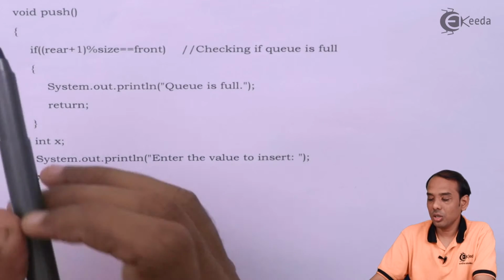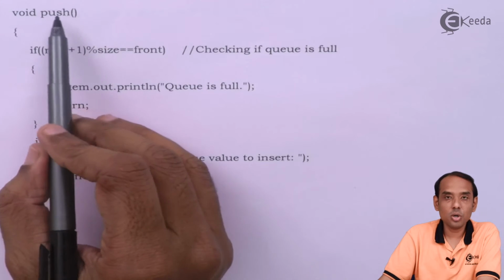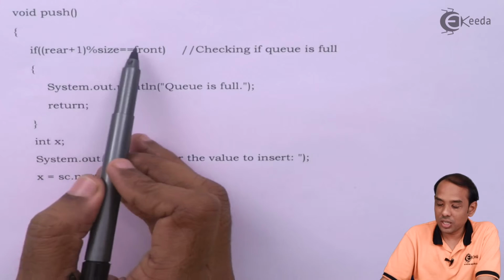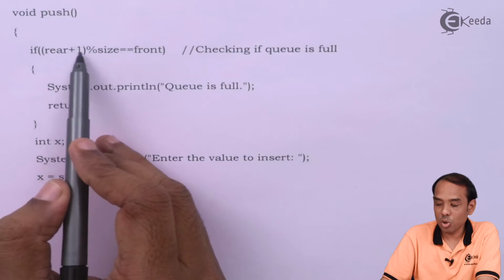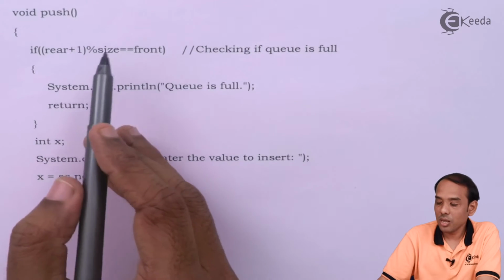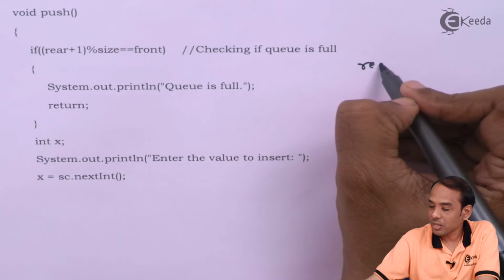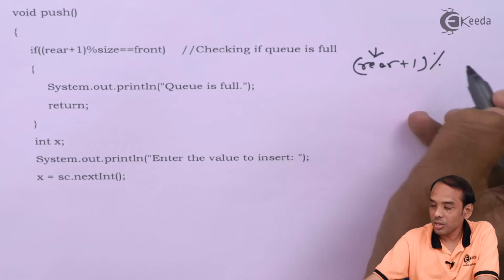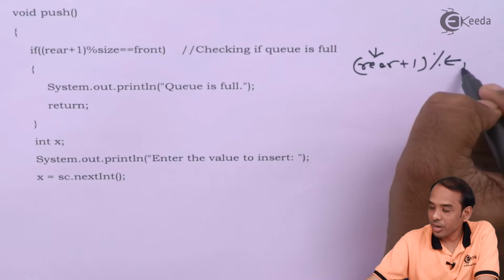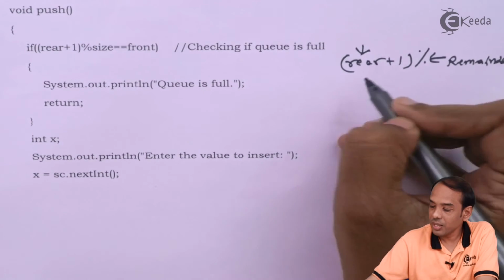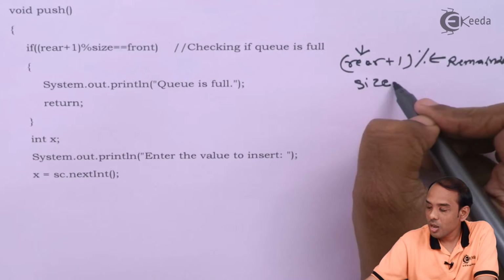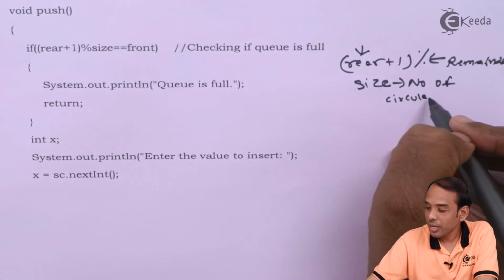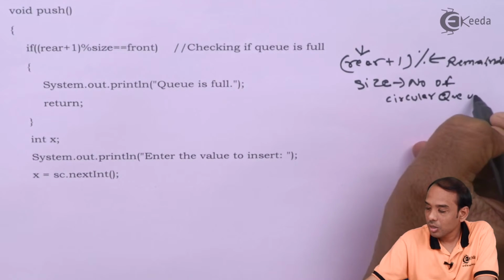So we have a function push in which we are going to insert the elements into the queue. In that I am going to check the condition: if rear plus 1 mod size. This should be rear plus 1, that is the last element plus 1. Mod is what? It gives the remainder when divided by the size, which is the number of elements in the circular queue.